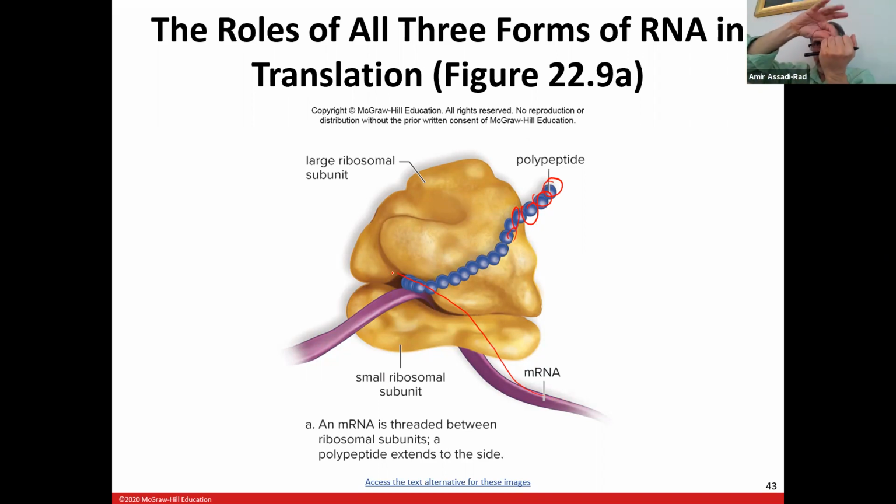tRNA comes in, drops off the amino acid and goes away. This moves, tRNA comes in, drops off the amino acid, and goes away. This moves, tRNA comes in, drops off the amino acid, and goes. That's how it works. Okay, guys, tRNA, it came from where? mRNA came from where? From DNA, goes to the ribosome. tRNA, attach an amino acid to it, comes off, drops off the amino acid, and goes away. One amino acid, one tRNA.